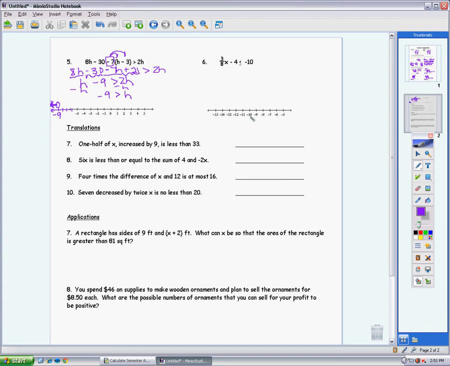One of the things that I like to do is read from my variable. So I don't read left to right. I read based on where my variable is located. So it says h is less than negative 9, so I know which direction my line is going.